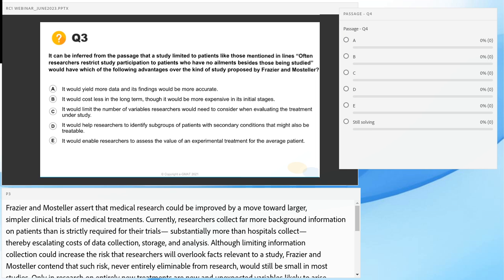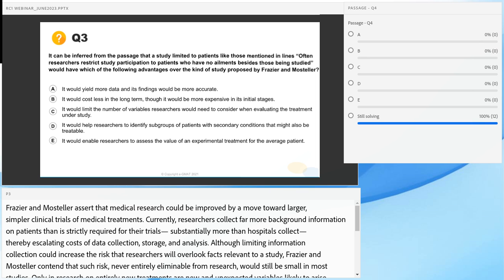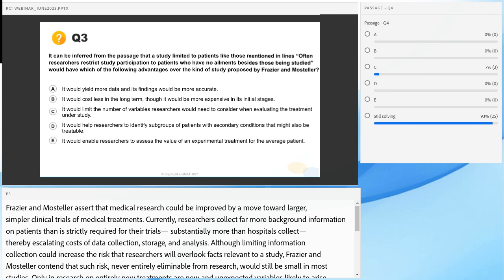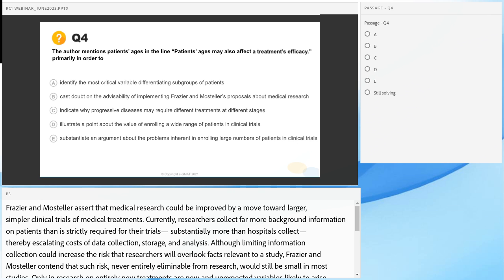Let's get to question number 4. Let's get to still solving. 24. You guys now know the drill. You guys are experts. All right. Here's question number 4. I'm going to remove broadcast results. Good luck, guys.